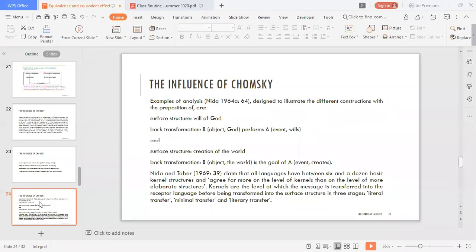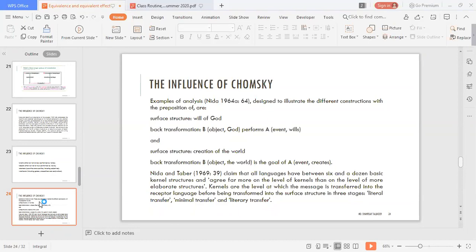Now, kernels are the level at which the message is transferred into receptor language before being transformed into the surface structure in three stages. That means that kernels are the level at which the message is transferred into the receptor language. We have already explained that the kernel, or basic structure, is the basic structure of the source text. In the source text we have the meaning, and that meaning is analyzed, transformed, and then restructured, and then we will have it in the target text. That's why he's saying it's being transformed into the surface structure in three stages. So the whole process will be done in three different stages.